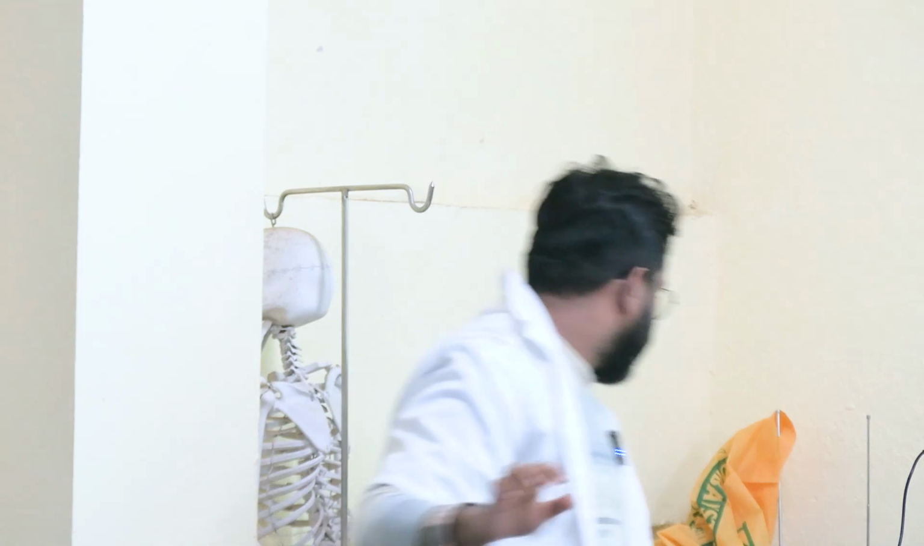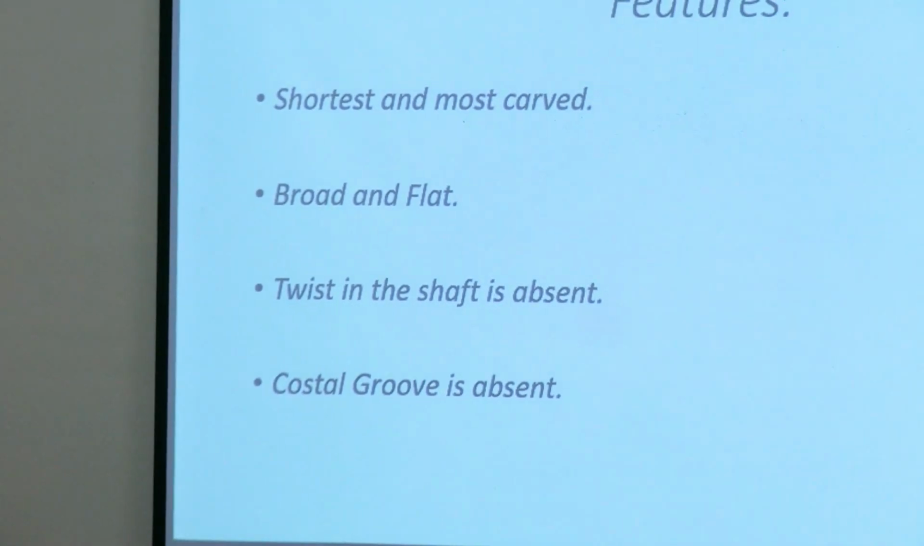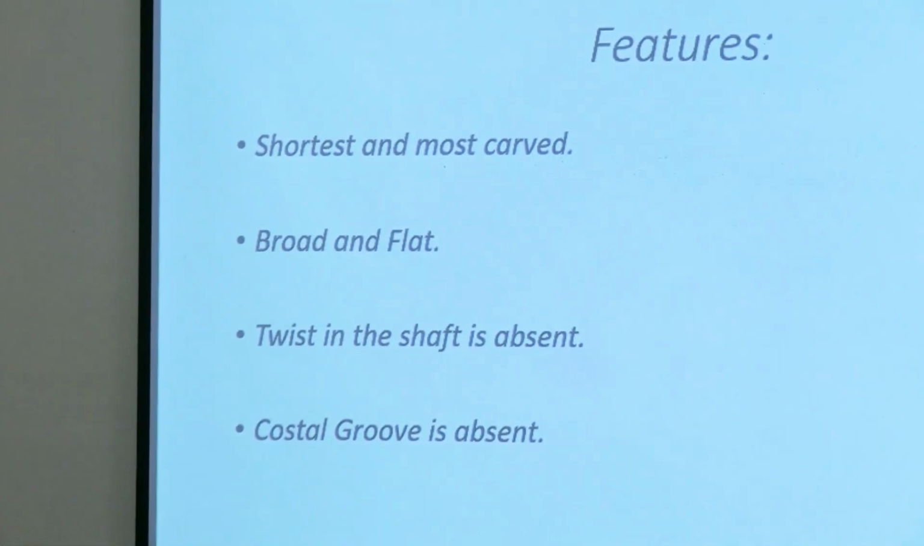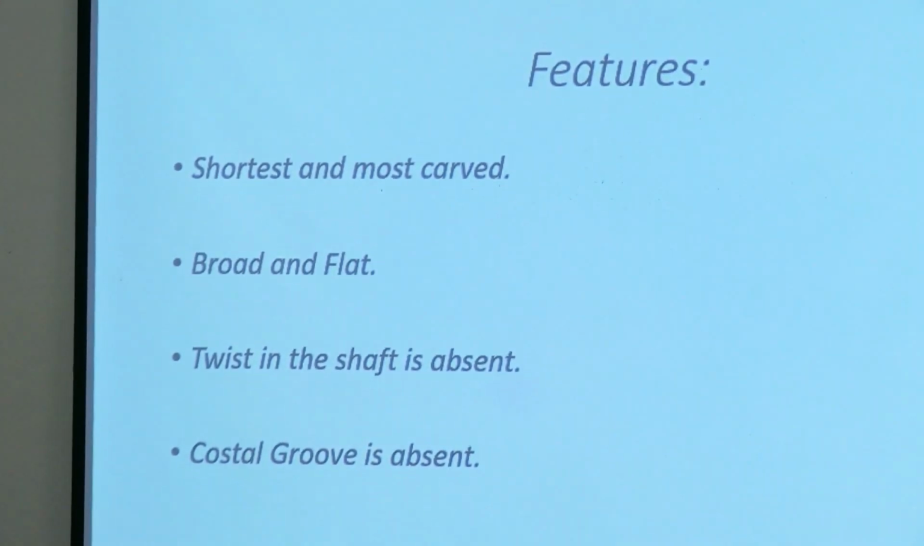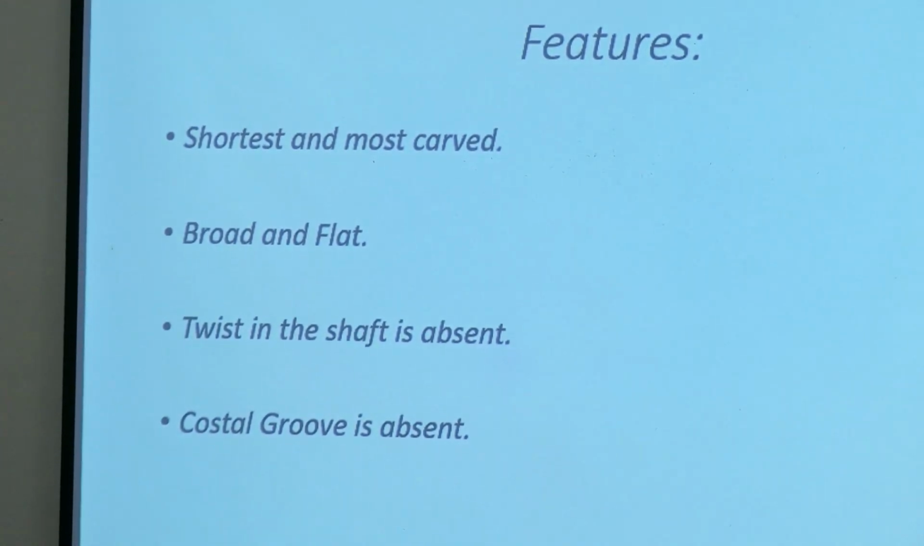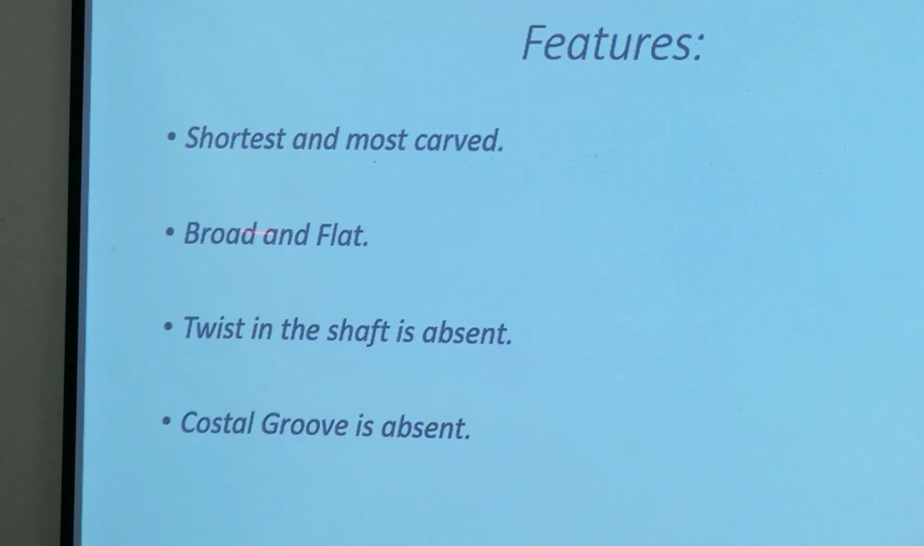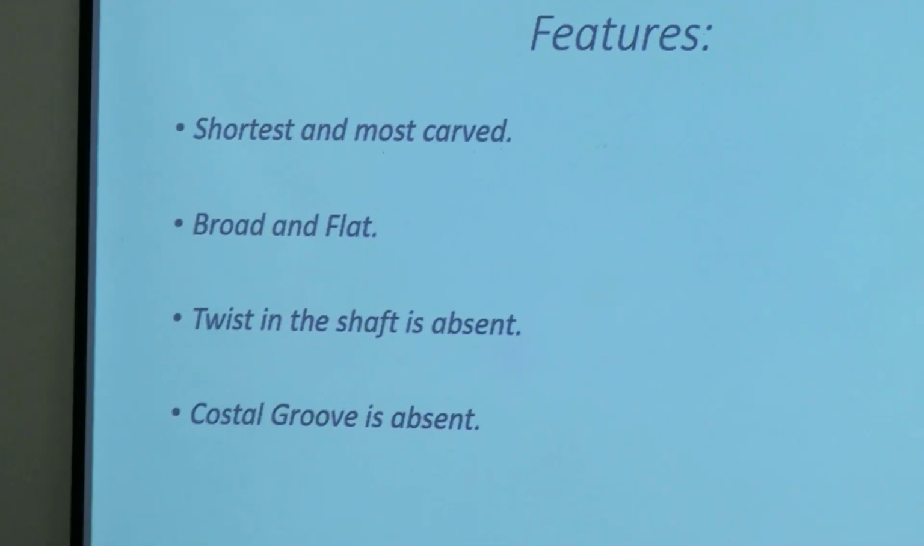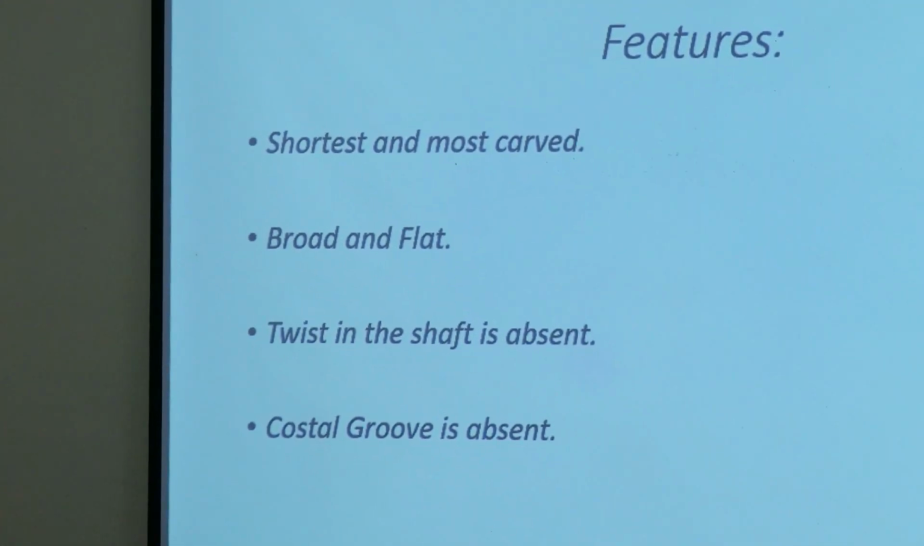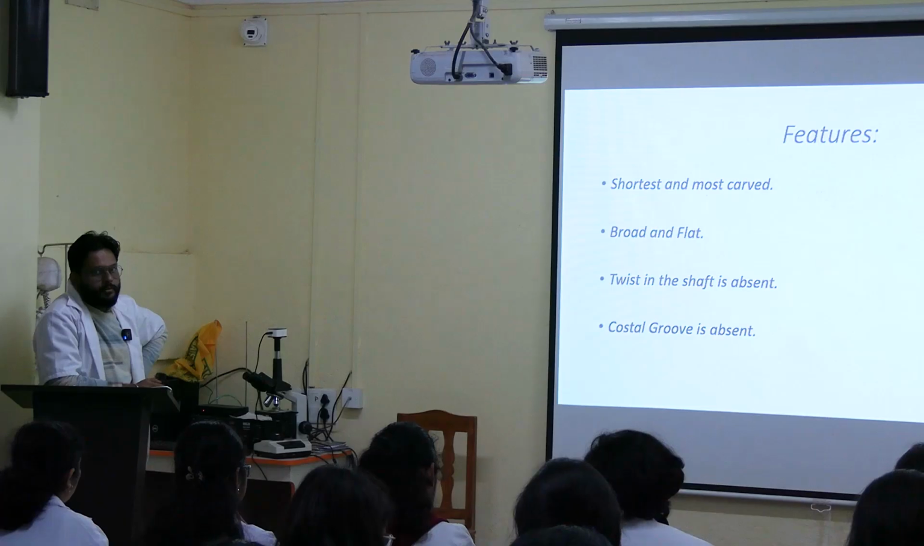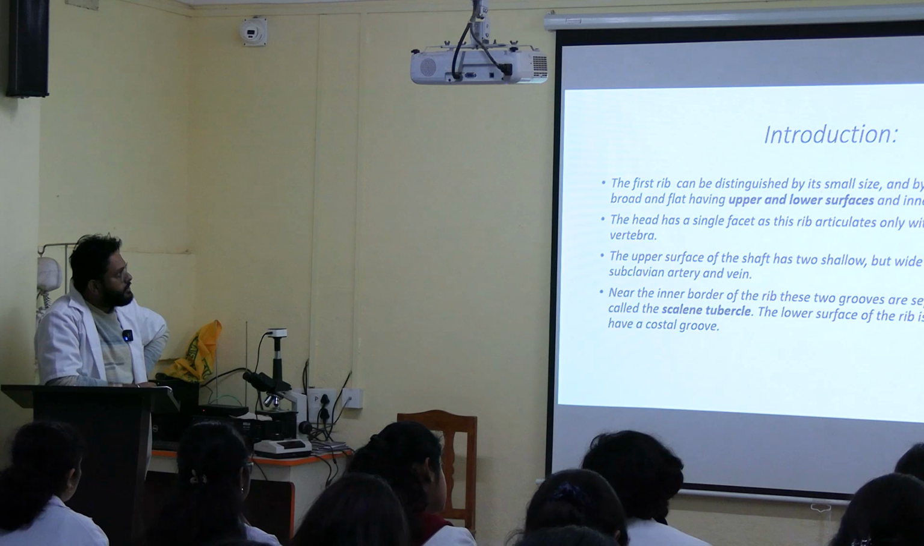So start writing. First rib. First write the general features. This one is the shortest and most curved. Then broad and flat. Twist in the shaft is absent, and there is no costal groove present.